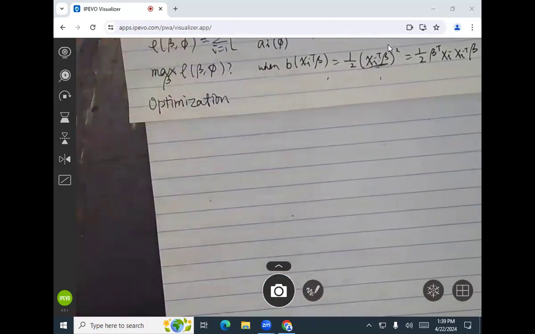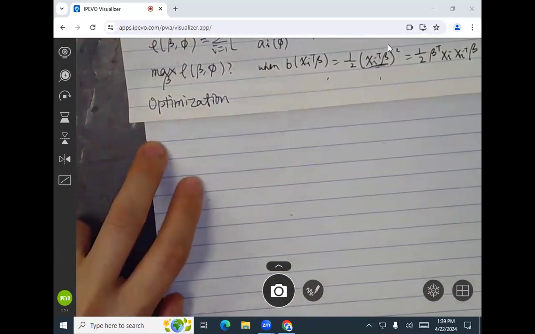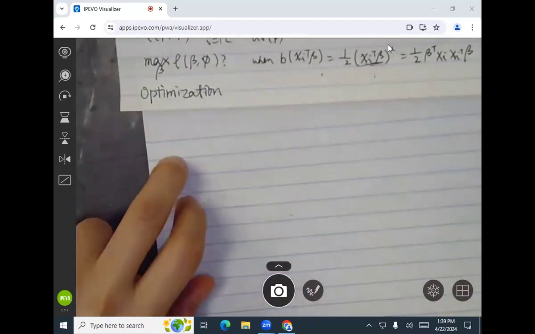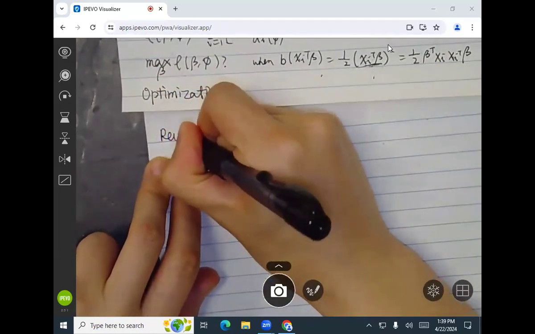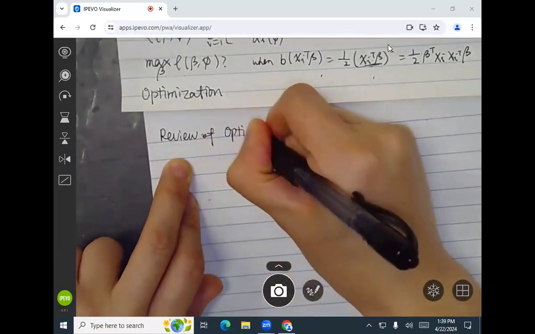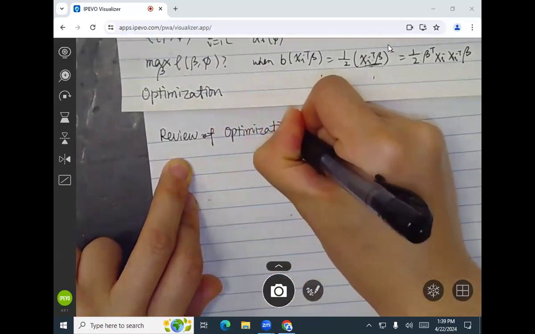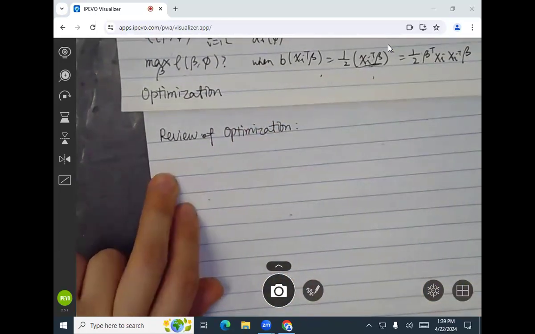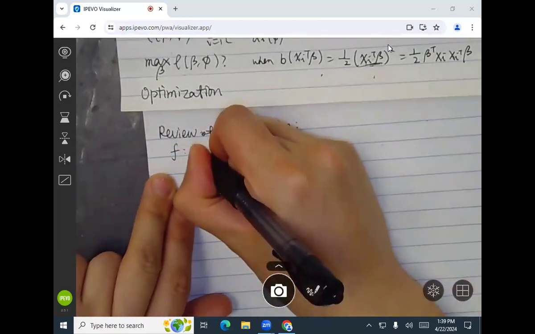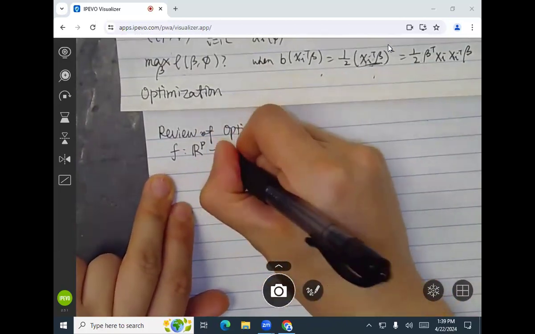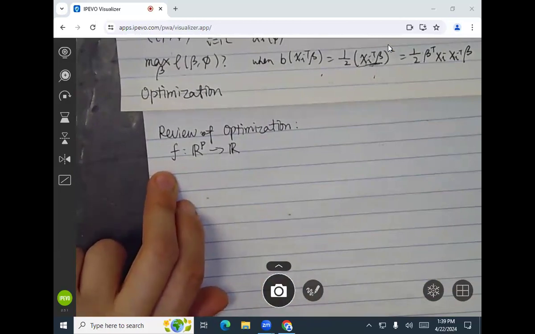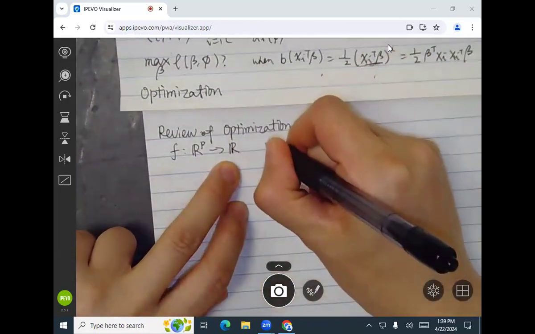Okay, so then let's review some optimization method. In terms of what we need here, the Newton-Raphson method. So here, we will have a function to optimize. And the function is called f. The f function takes a p-dimensional vector and outputs a scalar. So it's a real value function.